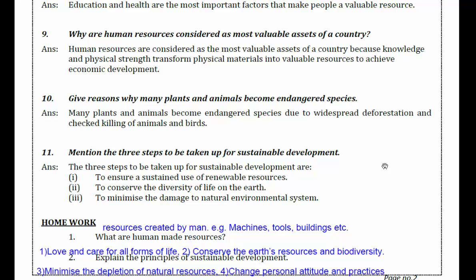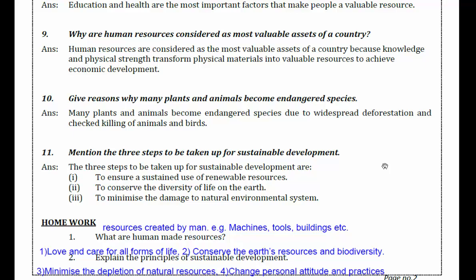Next, explain the principles of sustainable development. The steps and the principles are different. The first one is the principle. Principle means rule. The other one is the steps, how to tackle sustainable development.